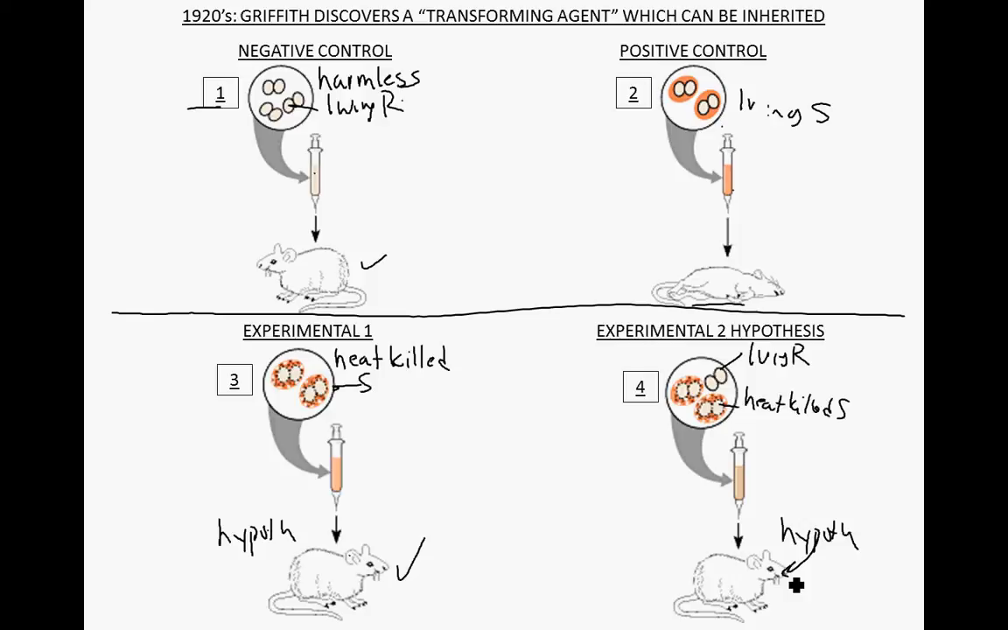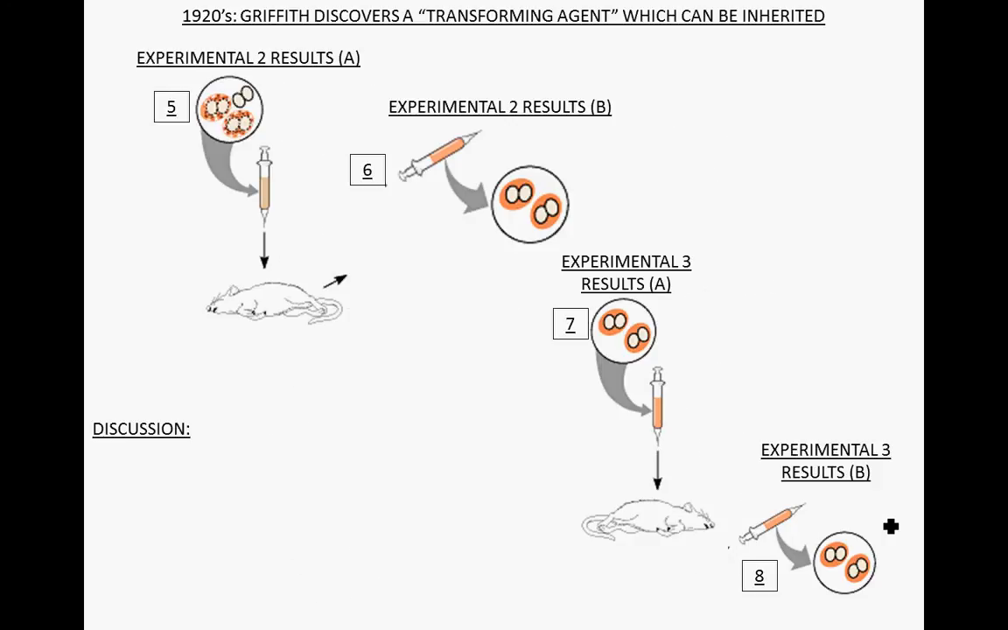So when he does this, of course, he gets the opposite of what he's expecting, right? So here's the experimental 2 results, part A. There are several results here. Remember, this was living R, harmless, and this was heat-killed S, which was harmless. And he was hypothesizing that his mouse should live, right? But here he saw, obviously, dead mice. So this makes Griffith go, what is going on here, right? I should have gotten living mice, but I didn't.